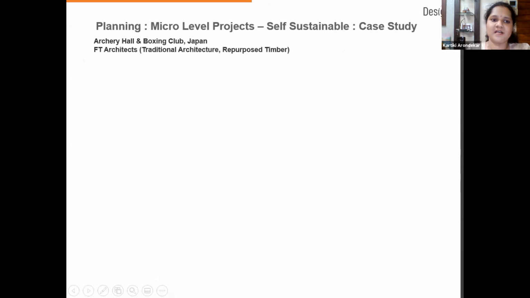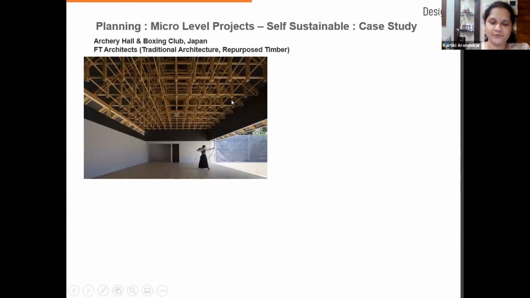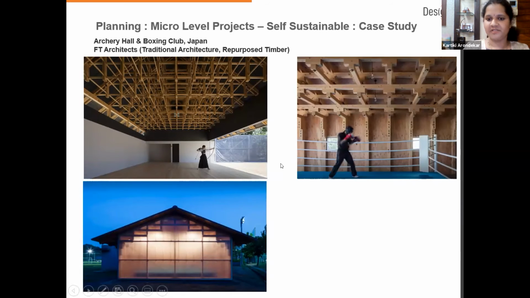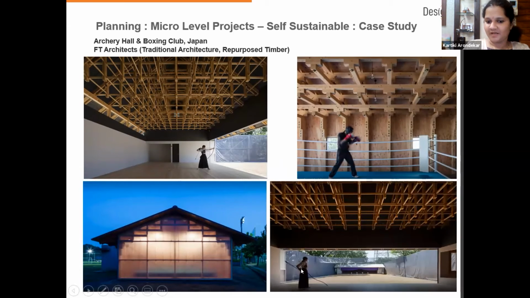The second project I would like to talk about as a case study is the Archery Hall and Boxing Club in Japan by FT Architects. Such a beautiful place. The architecture defined here is of traditional architectural style in Japan, and the timber used here is all reject material from the furniture companies. It is repurposed timber. So simple, a hutment kind of traditional house architecture defined here. This is a boxing arena, and that is an open space with the archery pools.